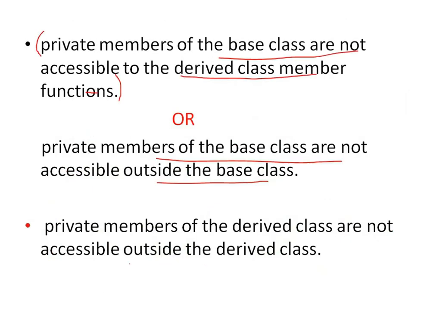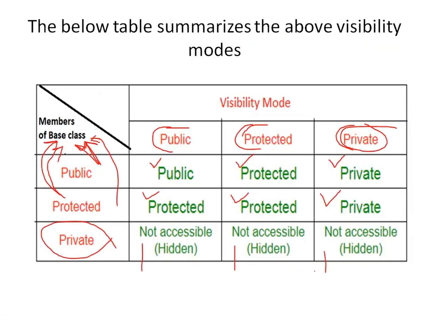Now look at the next point. Here, the private members of derived class are not accessible outside the derived class. If you declare either data members or member functions under the private section of the derived class, then they are not accessible outside the class.